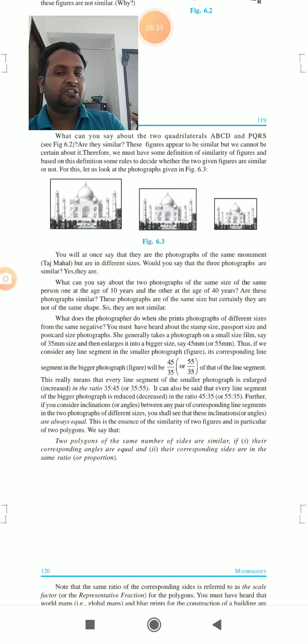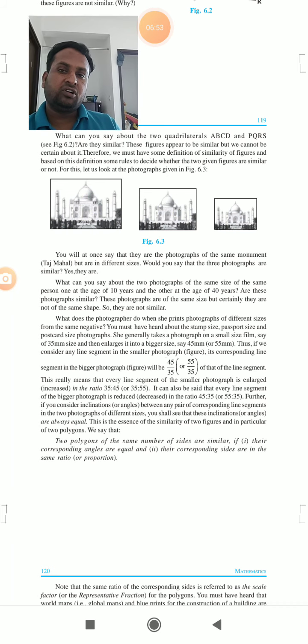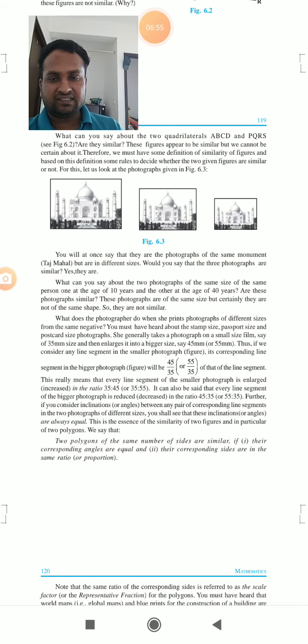What are the examples of polygons? Triangle, square, rhombus, parallelogram, rectangle, trapezium, kite, etc. These all are polygons. Now, which is the smallest polygon? The triangle is the smallest polygon. A minimum of 3 line segments is required to make a polygon. Then there are many other types: pentagon, hexagon, heptagon, octagon, nonagon, decagon, etc. These all are polygons.